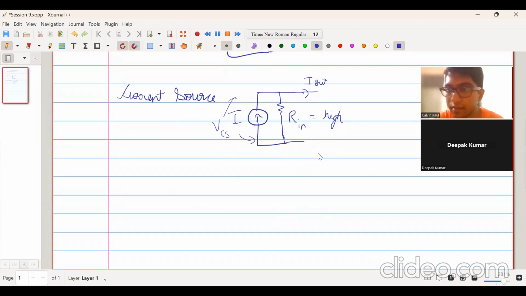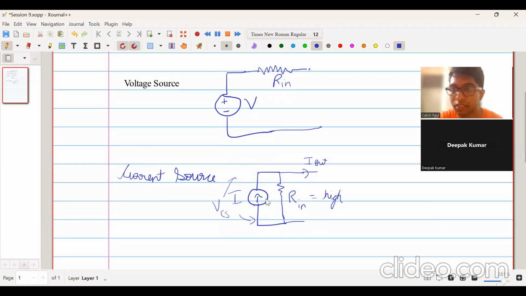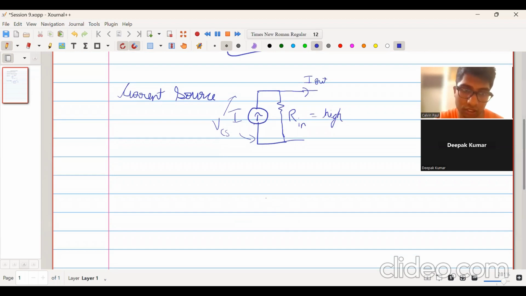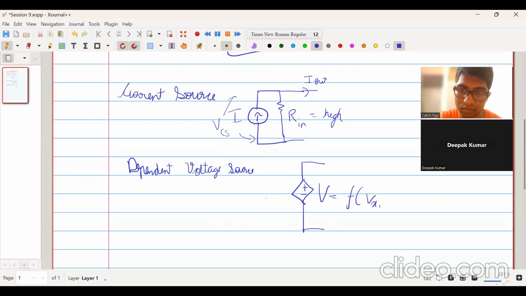So these were all independent. This was an independent voltage source. This was an independent current source. Now we will consider a dependent voltage source. This is how we represent a dependent voltage source. There's a triangle, a rectangle or a rhombus, and the voltage across this dependent voltage source is a function of some voltage in the circuit and some current in the circuit.